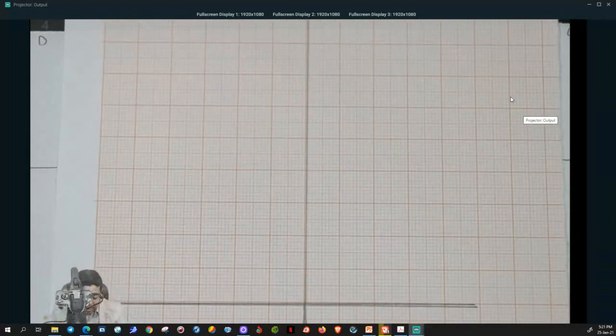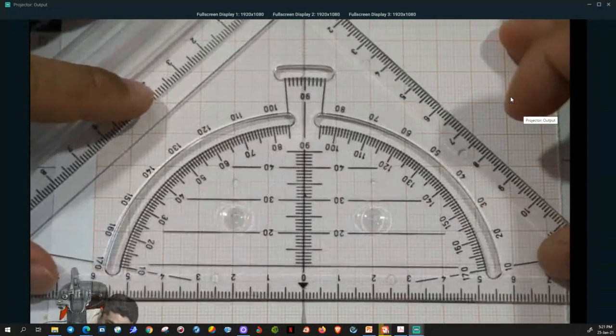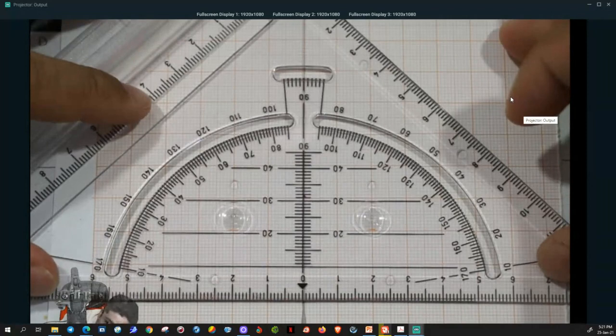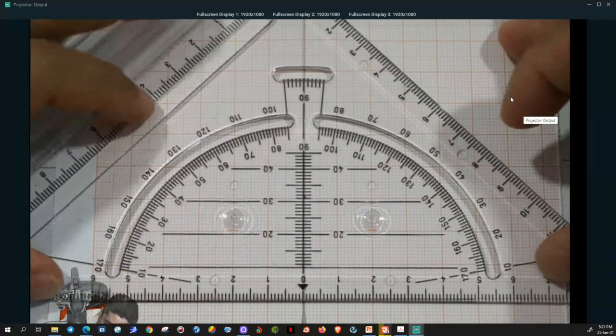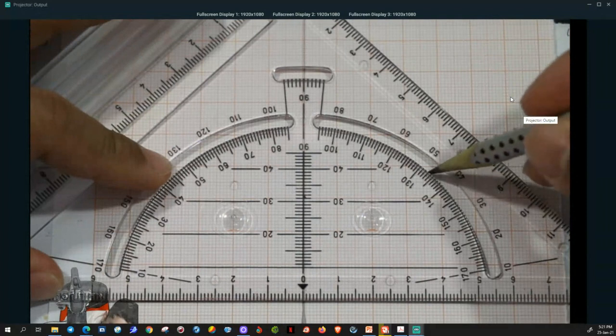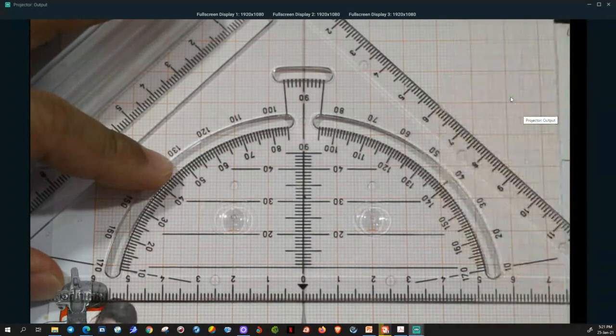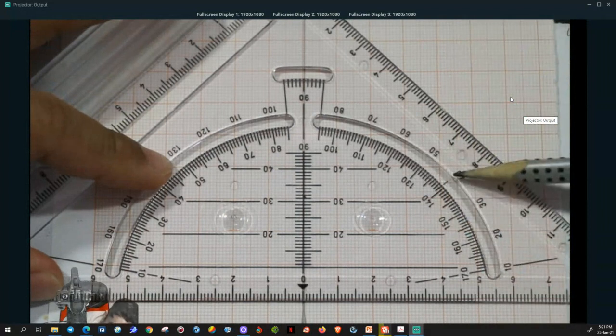What's next? Identify theta 1. So take your degree scale. This is my degree scale. I'll place my degree scale with the x and the y-axis. Make alignment, okay? And then identify theta 1. What's theta 1? 46. So where is 46 degrees? Here. Put a line where you have 46 degrees.